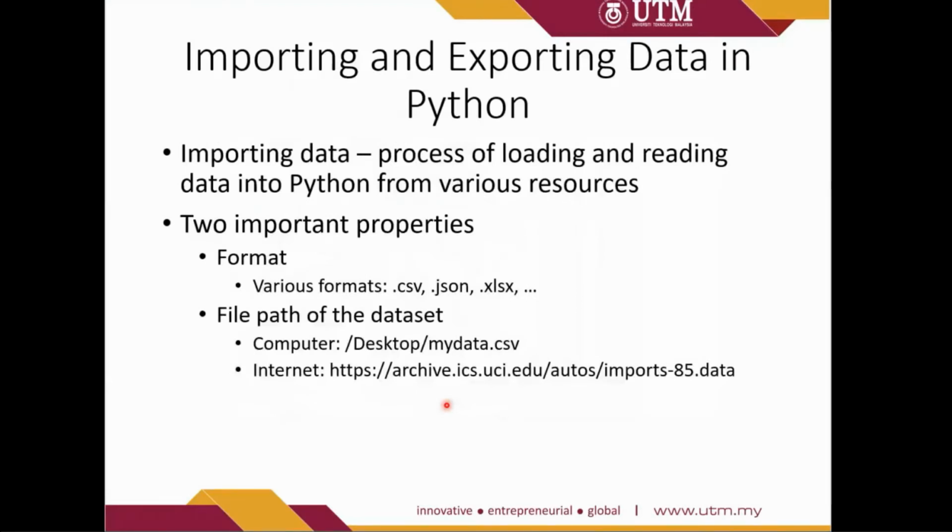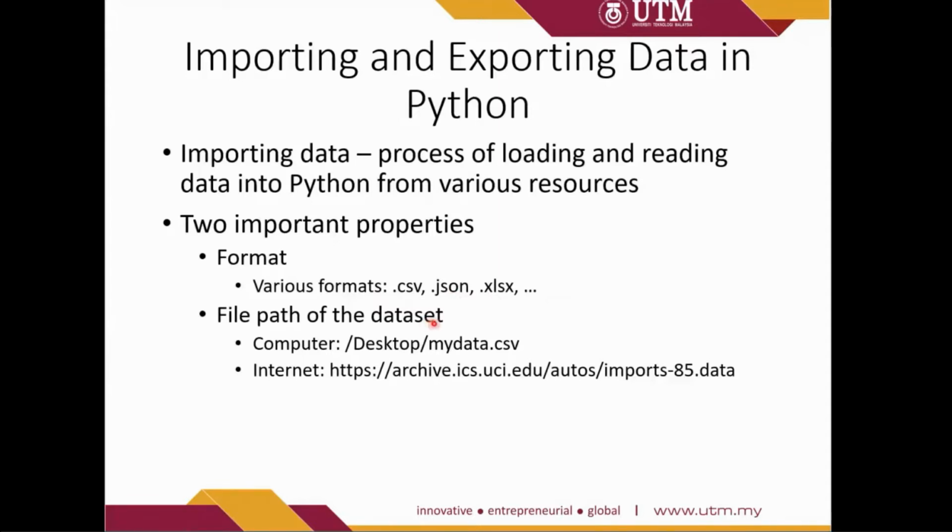Now, we move on to the next part, which is importing and exporting data in Python. So, importing data, I think all of you know, is the process of loading and reading data into Python from various resources. Now, there are 2 important properties that you should look at when you want to import data. First is the format. There are various formats that you can import data in Python with. So that's CSV, comma separated values. You can use JSON, Excel, and so on and so forth.